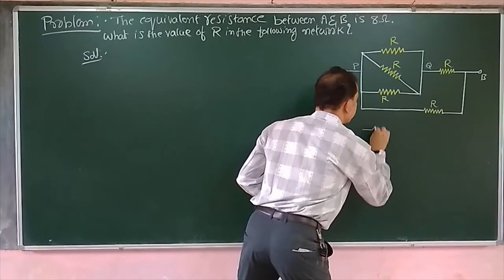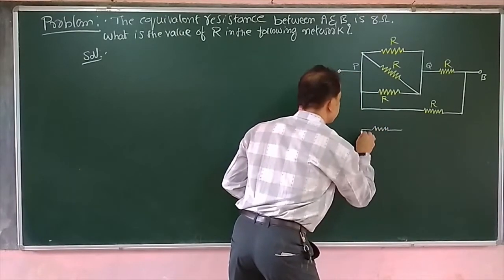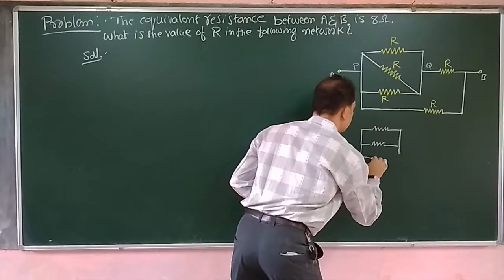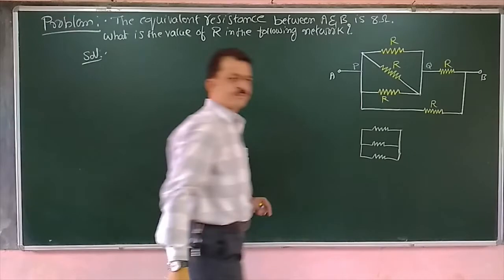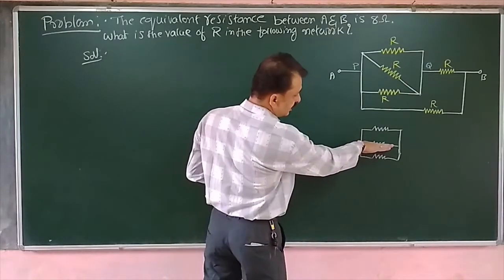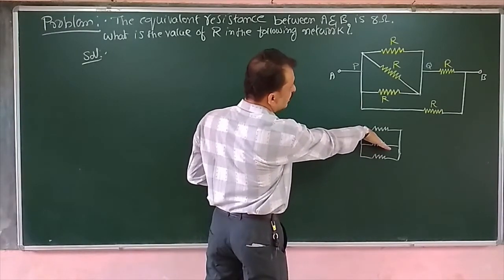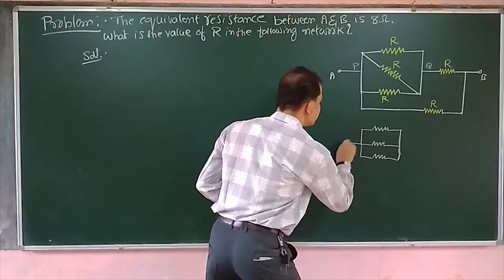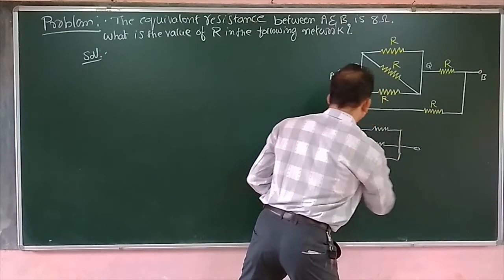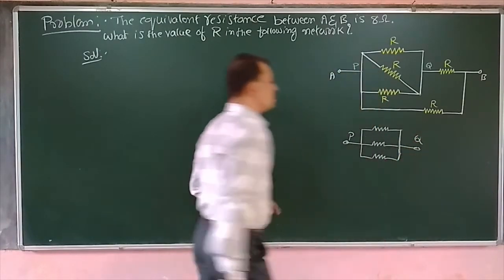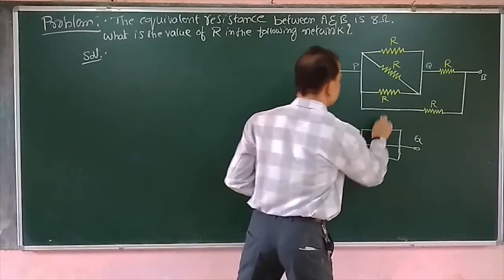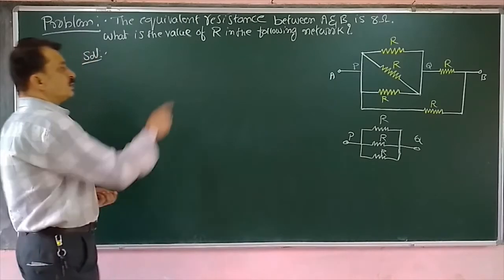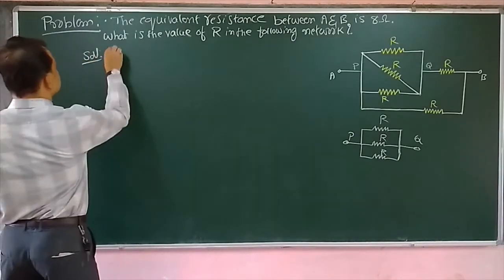Now if I redraw the circuit like this, the above PQ terminal looks like this. Now this is similar. If I turn the middle resistor along the diagonal, we get the same network. So these 3 resistors across the terminals P and Q become parallel. Now we will find out their equivalent resistance between the terminals P and Q.